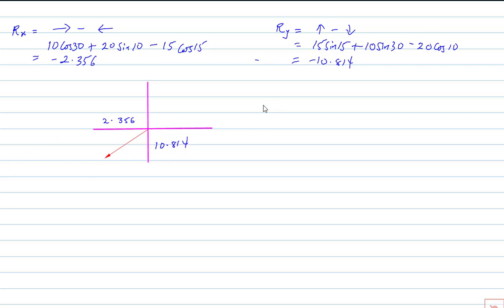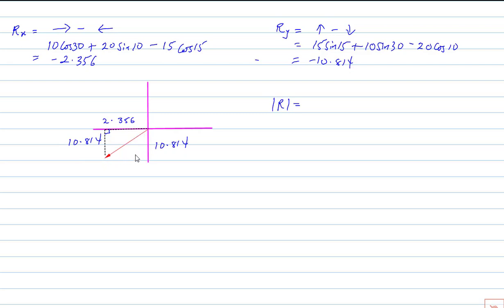Now, the magnitude of the resultant force is basically the absolute value of R. If I complete the force diagram, just like we started doing from the beginning, you can see that it's forming a 90 degree angle, so you can say it's a right angle triangle with one side being 2.356 and the other side being 10.814. Now the magnitude is just the length of the hypotenuse.